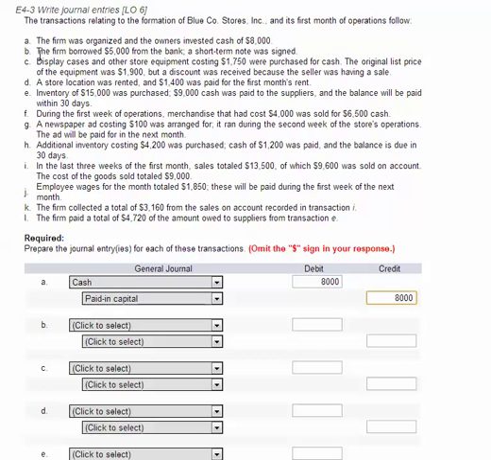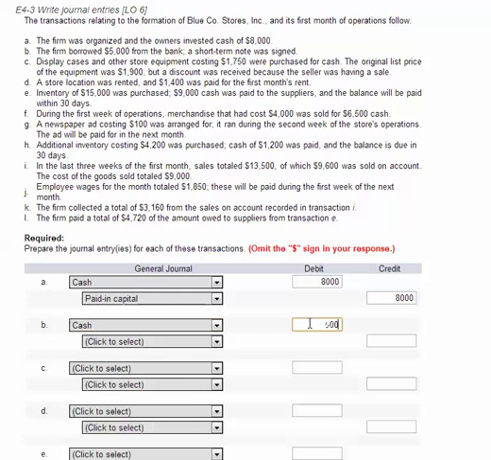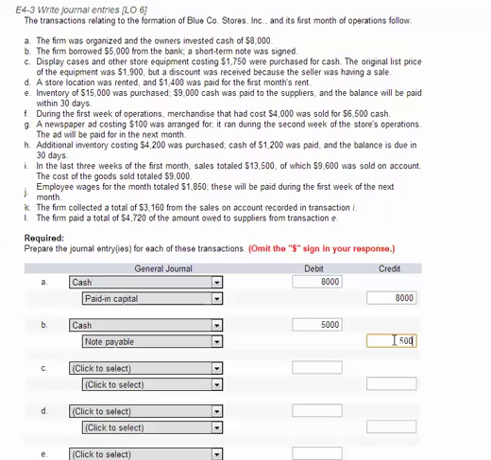All right, moving on. B, the firm borrowed $5,000 from the bank and a short-term note was signed. Again, if you go to the bank and you borrow money, they give you a check that you can put into your own account or give to someone else. So our cash is going to go up by $5,000, and in exchange for that loan, we now owe them. And when we owe someone something, what do we call that? We call it a liability. In this case, it's notes payable. So our notes payable are going to increase by $5,000 because liabilities increase with credits.